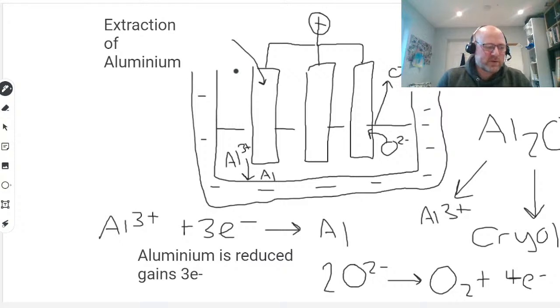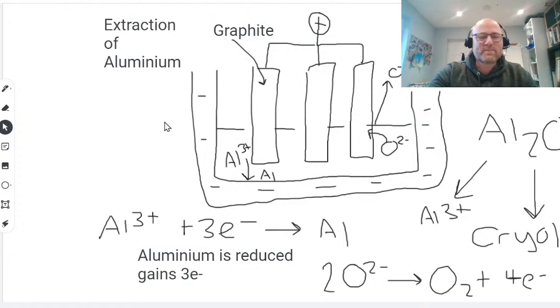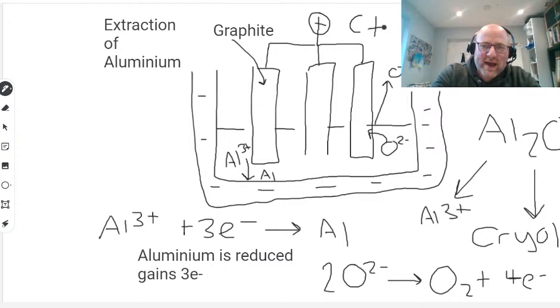What solid material do you know of that can conduct electricity? Yeah, carbon. You can call it graphite or carbon. Graphite's made of carbon. Nice one, guys. Yeah, that's right, Musa. So carbon dioxide gets made. And it might make you ask the question, why do they use carbon? Because what happens is, as the oxygen's released, the oxygen reacts with the carbon to form carbon dioxide.